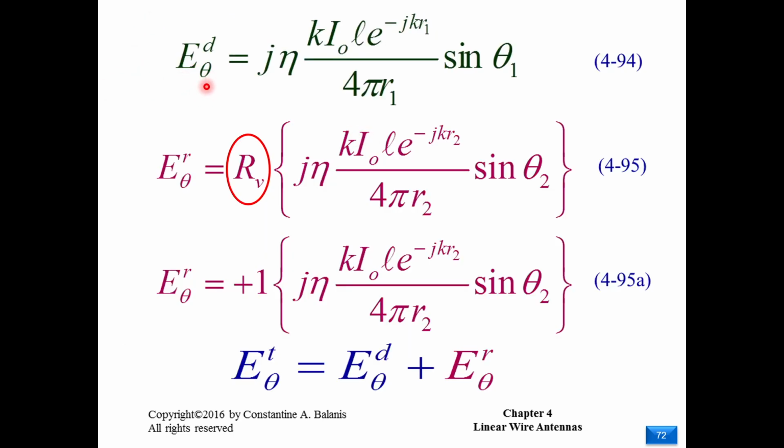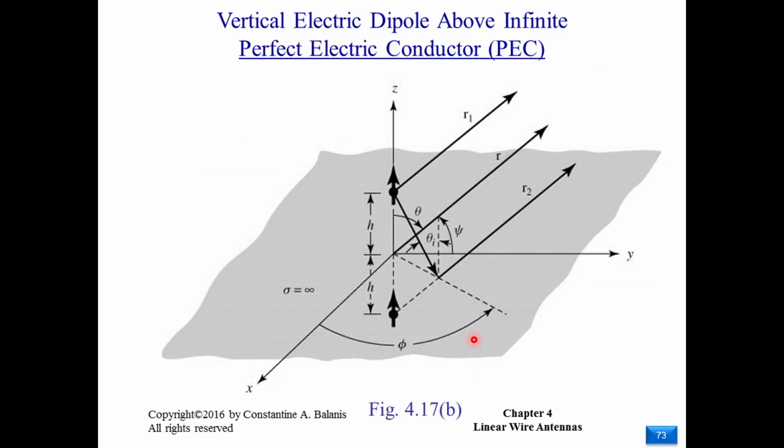So E theta, because of the direct link, is the expression here. We have an infinitesimally short dipole. The E theta, because of the reflected wave, is Rv times the expression, where this is the reflection coefficient, and it is with theta 2 and R2. In case of a perfect conductor, Rv will equal 1, and the total radiated field is the direct radiated field plus the reflected radiated field. This is from an infinitesimal dipole element of the antenna.